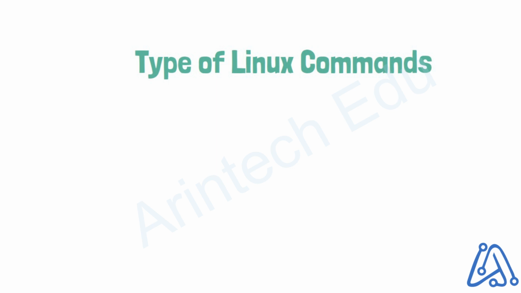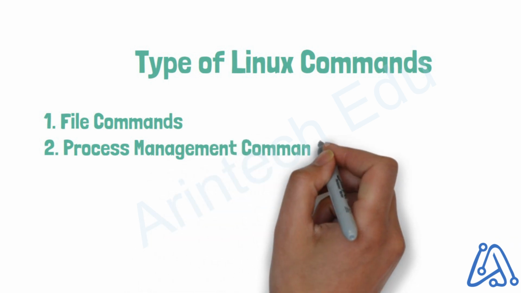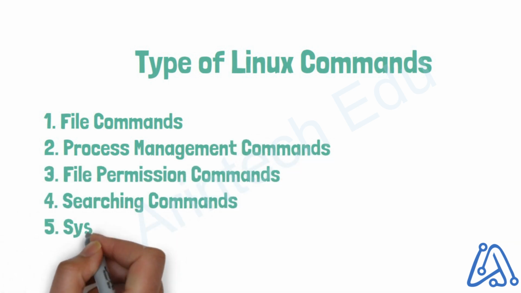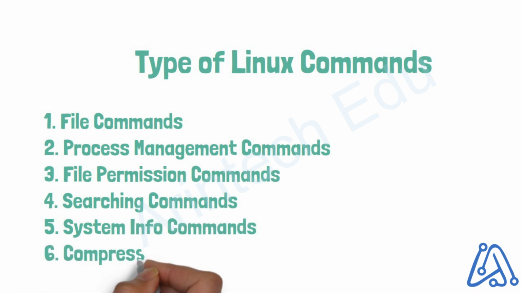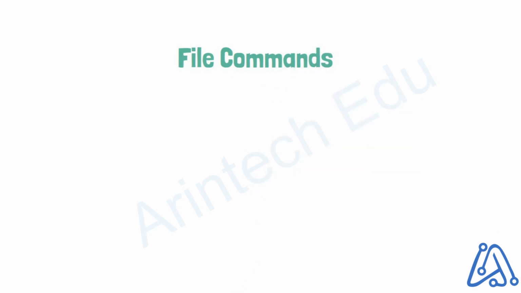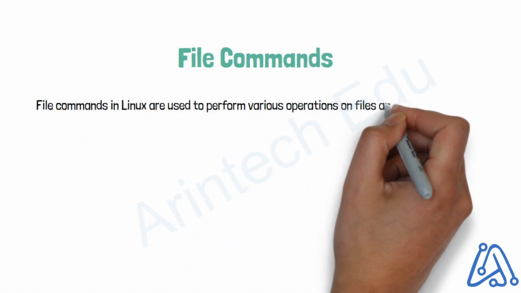So the types of Linux commands are: 1. File commands, 2. Process management commands, 3. File permission commands, 4. Searching commands, 5. System info commands, 6. Compression commands, 7. Network commands. File commands in Linux are used to perform various operations on files and directories.